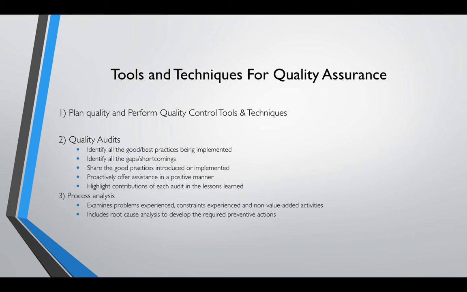So process analysis examines problems, experience, constraints, and non-value added activities, includes root cause analysis, and develops required preventative action. Now this example I can give you as a non-conformance report. So let's say you have these non-conformances, they keep on coming onto the project, and you start seeing a chain of events that keep reoccurring, right? So you want to make sure that when you're performing this quality assurance on the project, you're able to say, I believe that we could do something different here. We could have something else in place to eliminate these deficiencies that keep reoccurring. We should be looking at a different process.